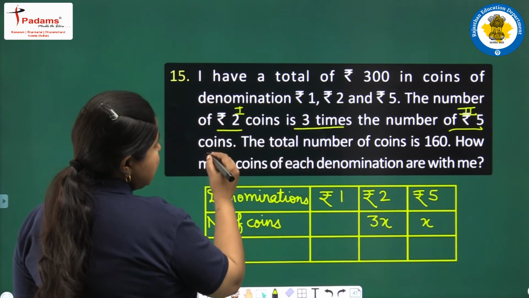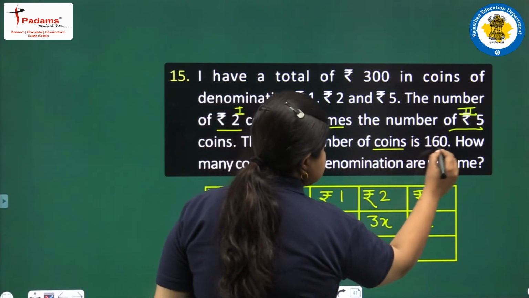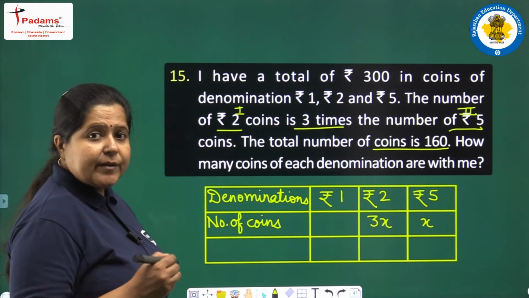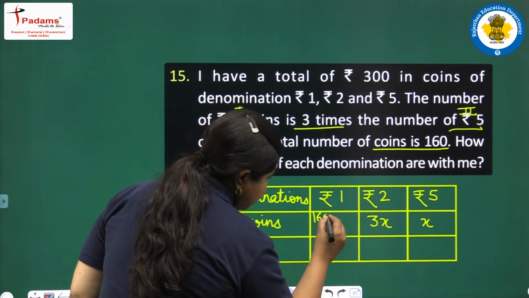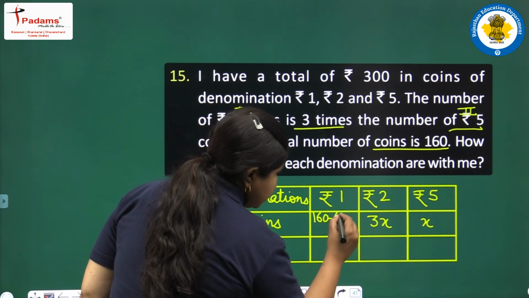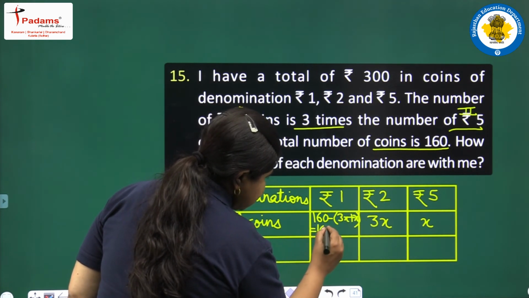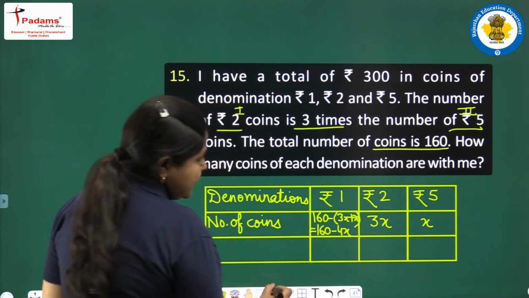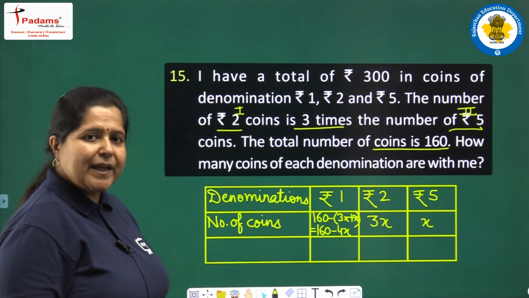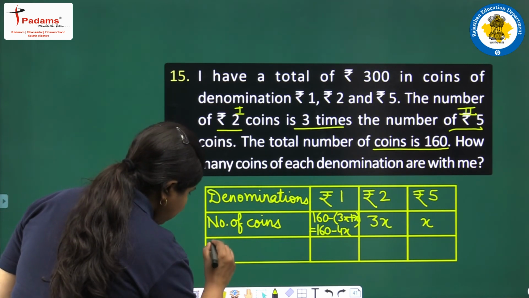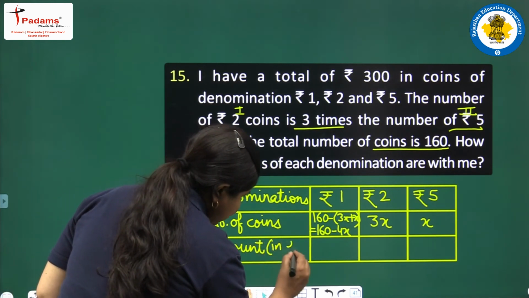Then the number of rupee 1 coins are the remaining ones, and the total number of coins is given to be 160. So the remaining number of coins will be of rupee 1. So we can easily subtract from 160 3x plus x, and this will give us 160 minus 4x. Subtract this total number from 160, you will get the number of coins of rupee 1. Now we will write the amount in rupees from each of these coins.